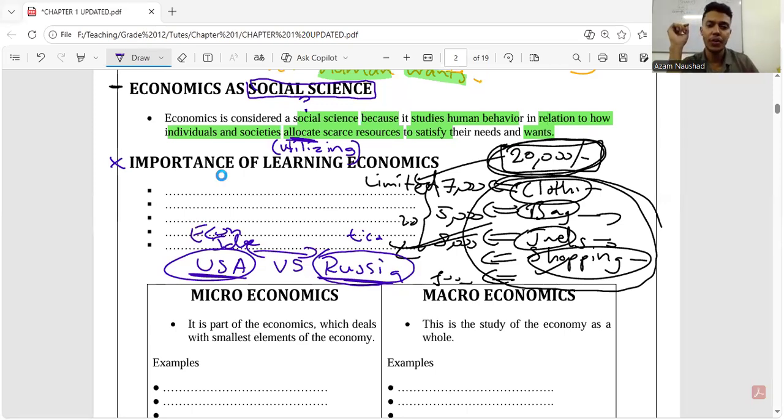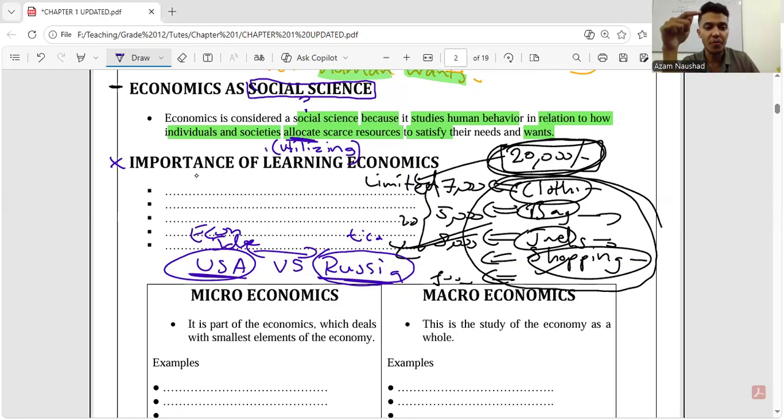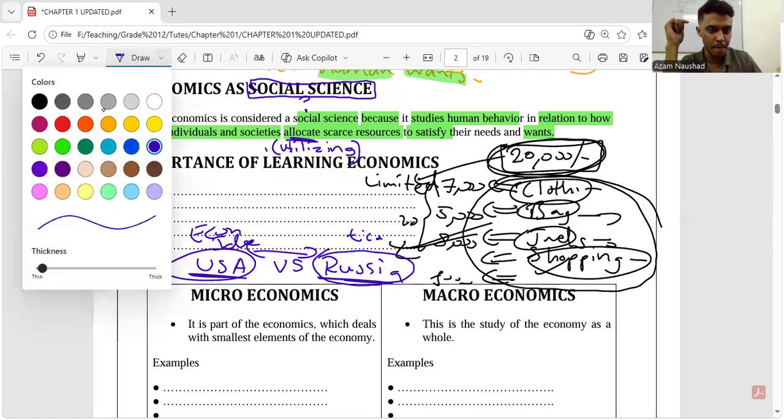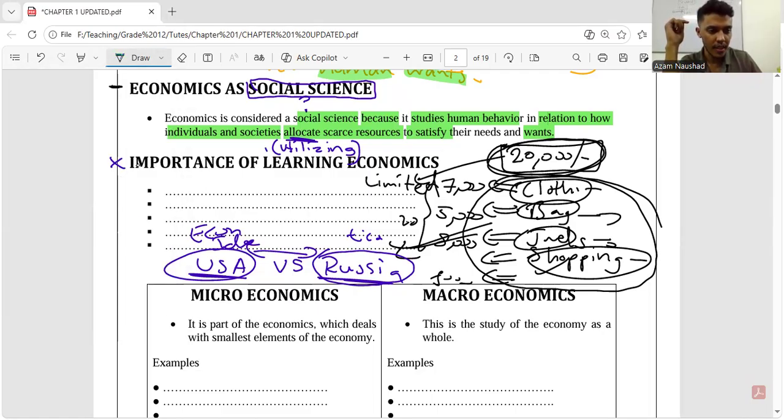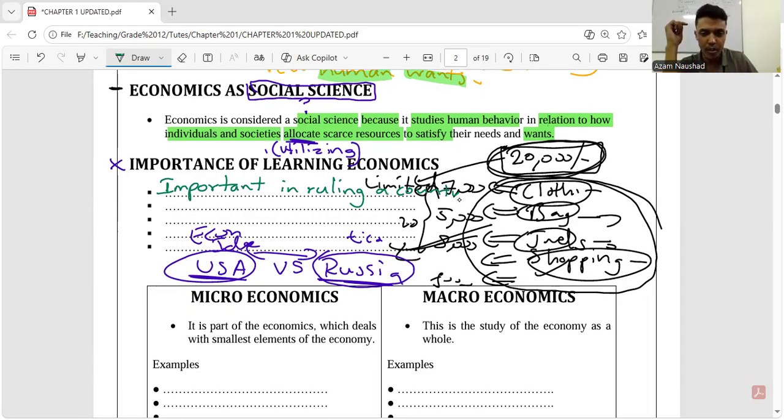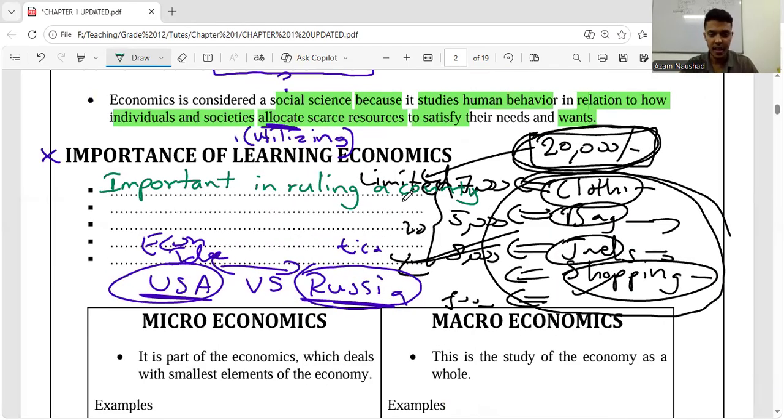Right, let me go right away to the importance of learning economics. Number one, write down: important in ruling a country. Unfortunately, I cannot erase these letters. Important in ruling a country.